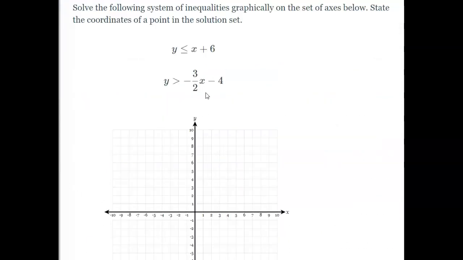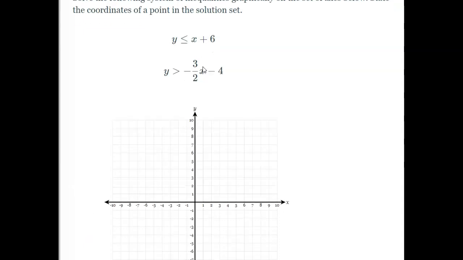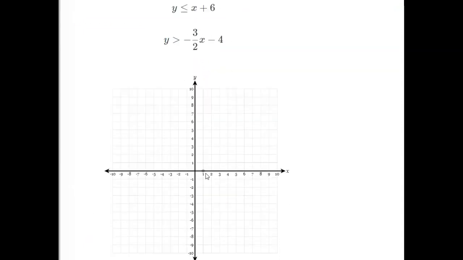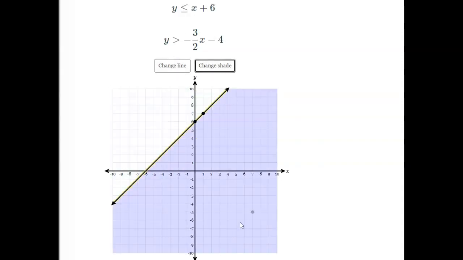The last and final part is you shading both lines. So we're going to shade the first line. So y-intercept 6, slope of +1. It's less than or equal to, so it stays solid. And then we're shading below. Then I'm going to go and graph my second line. So slope and y-intercept of -4.